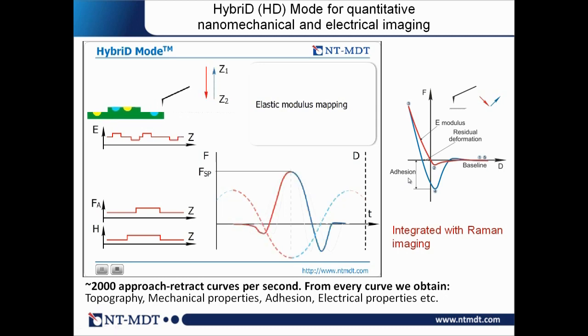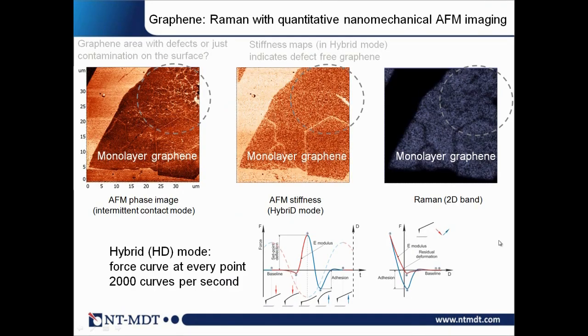And together with the deflection of the cantilever, with the force, we are also able to measure electrical properties of the sample by measuring the current or the voltage between the cantilever and the sample, and we are also able to measure optical signals, but that will be described in detail in my further slides of the presentation. This is how the hybrid mode works together with Raman.